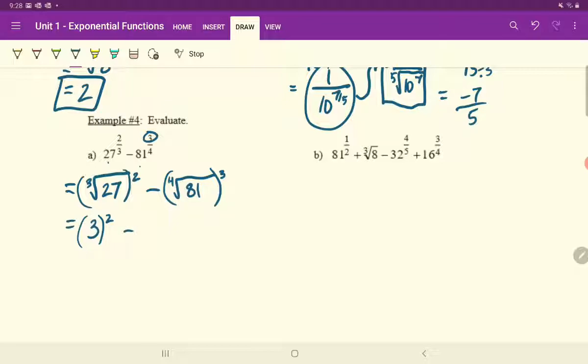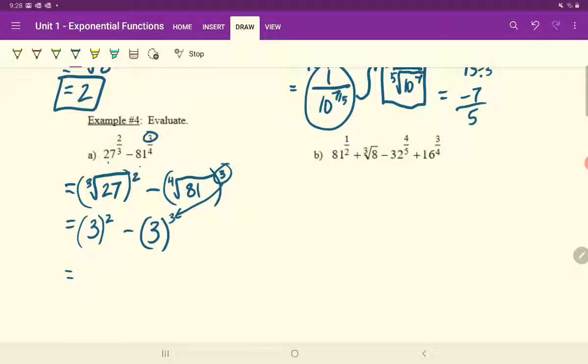Minus, what is the 4th root of 81? What number times itself 4 times equals 81? You may have to play around with your calculator here or some of your multiplications. It's actually 3 again. 3 times itself 4 times equals 81. And don't forget the cubed. It's still there.